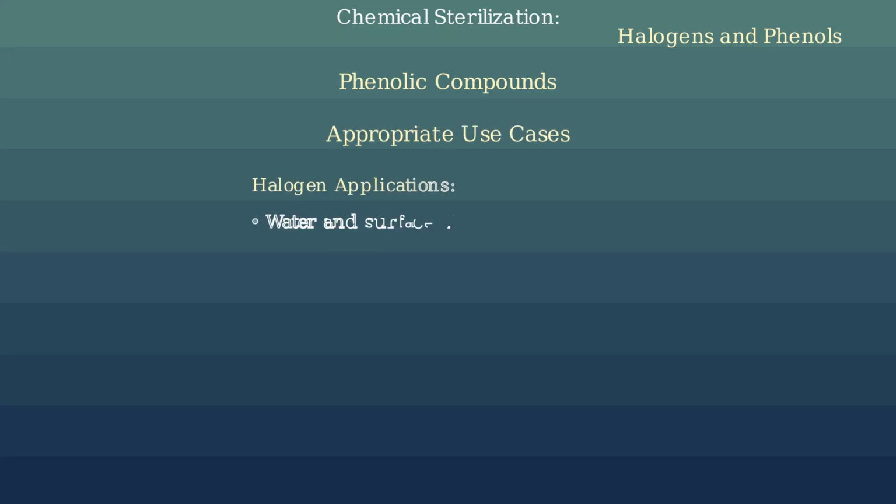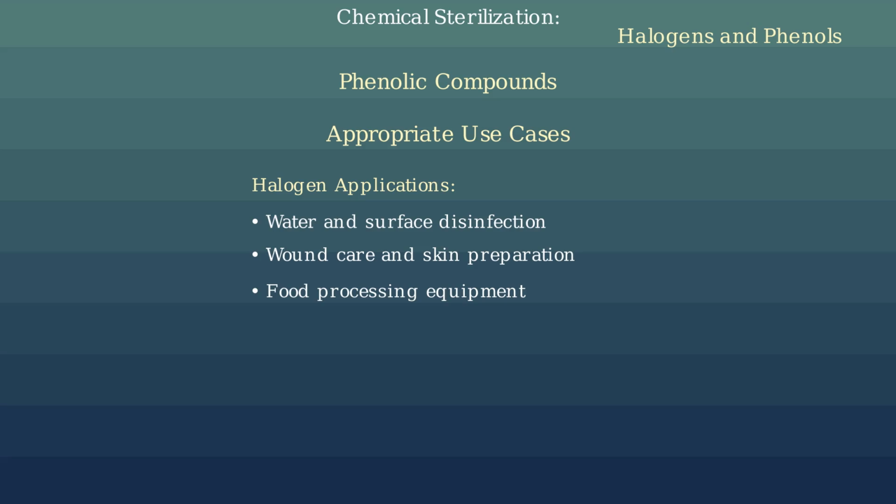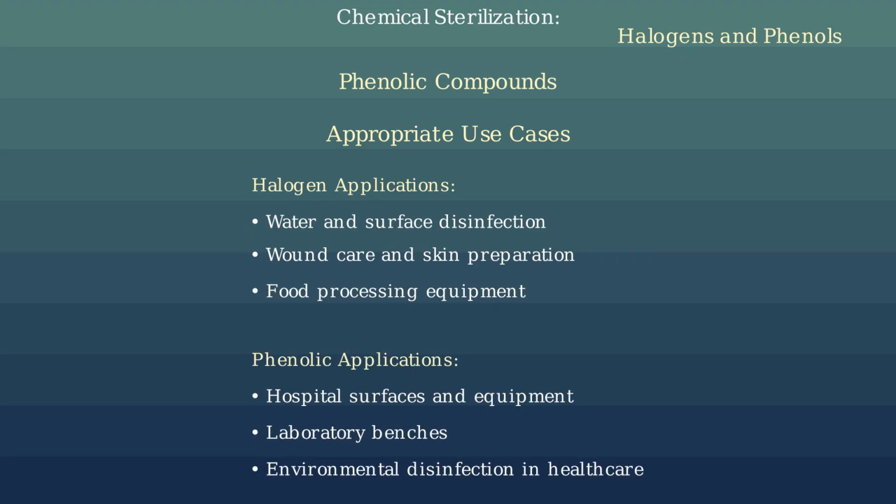Halogens are ideal for water disinfection, wound care, and food processing equipment due to their broad antimicrobial effectiveness. Phenolic compounds excel in hospital settings where robust environmental disinfection is crucial, particularly for surfaces and equipment.